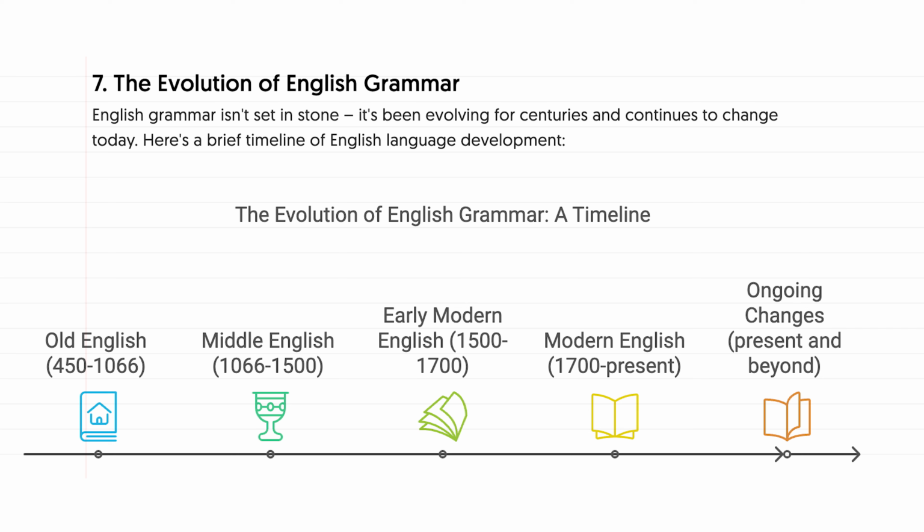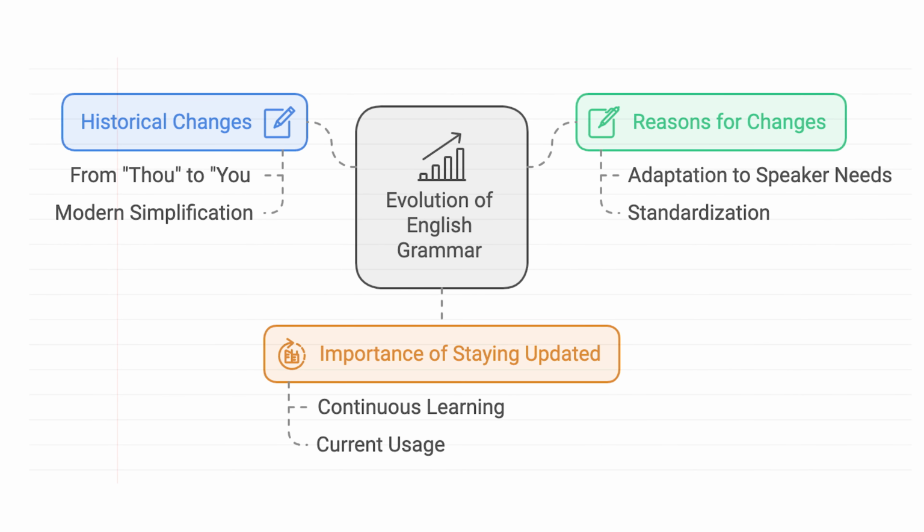Early Modern English, 1500 to 1700. Shakespeare's time, more recognizable to us today. Modern English, 1700 to present. Continued simplification and standardization of grammar rules. Language is a living thing, constantly adapting to the needs of its speakers. What's considered correct grammar can change over time. For example, the word "you" used to be only plural, with "thou" used for singular. Now we use "you" for both. This is why it's important to keep learning and staying updated with current usage.